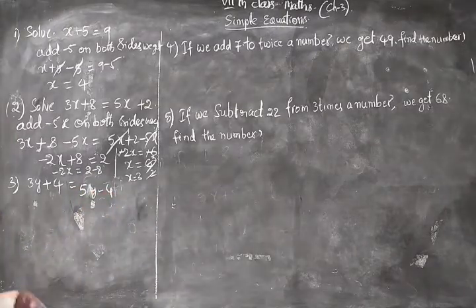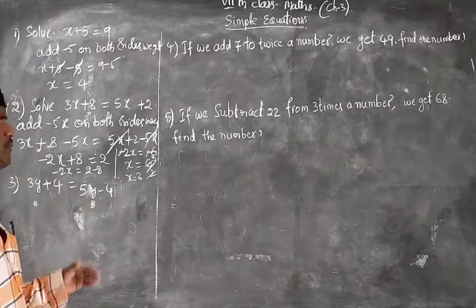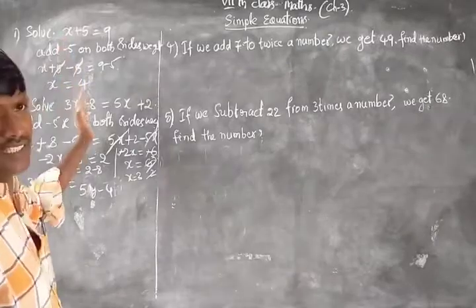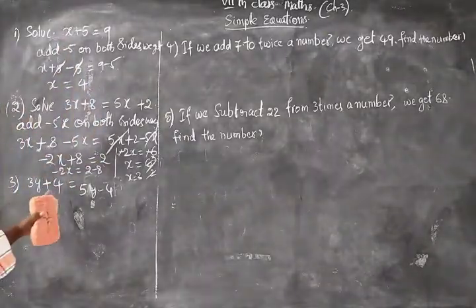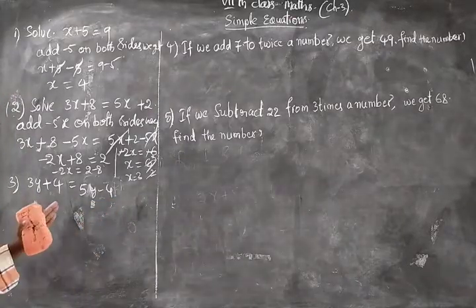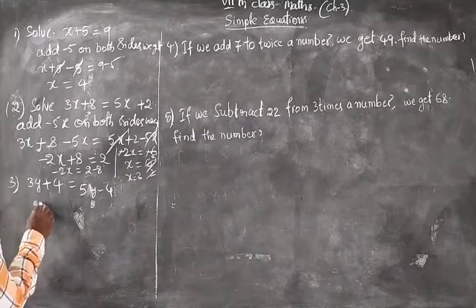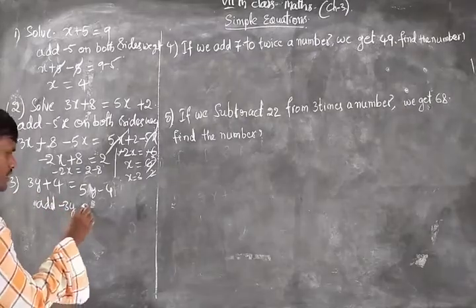And again, same process. 3y plus 4 equal to 5y minus 4. Simplify the equation. All problems given like that in exercises 1 and 2, you have to follow this method. Again 3y plus 4 equal to 5y minus 4. And again we can add minus 3y on both sides.